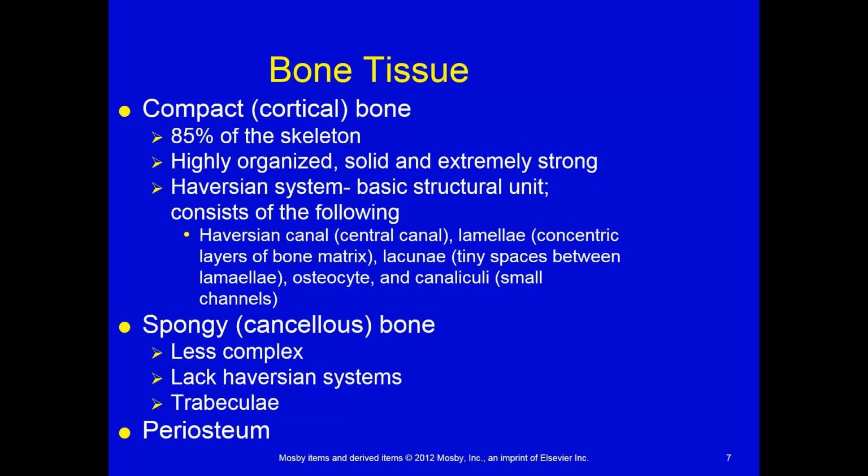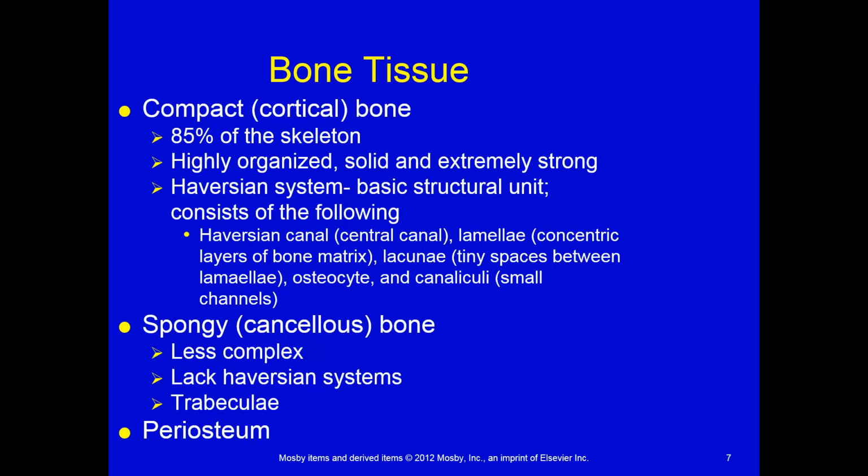So first of all, compact or cortical bone is a large percentage of our skeleton. It's 85% of the bone tissue in our body. Compact bone is extremely organized. It's very solid and extremely strong, right? So this is what truly gives bone its tensile strength, the compact cortical bone. And I oftentimes slip and end up calling it the hard bone, right? Again, highly organized, solid, and extremely strong.